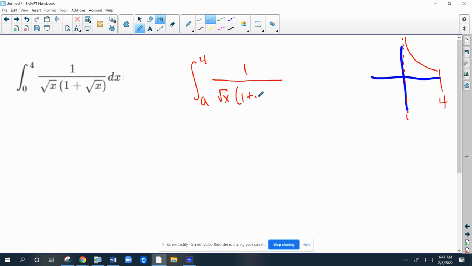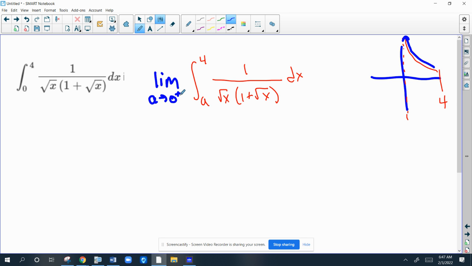But we have to figure out, where are we really starting from? We can't start from 0, but we want to start as close to 0 as we can get. So a is going to be as close to 0 as we can get coming from the right. That sounds a lot like a one-sided limit, and it is. So we're going to take the limit as this lower limit a approaches 0 from the right side. So this is how you do this integral.